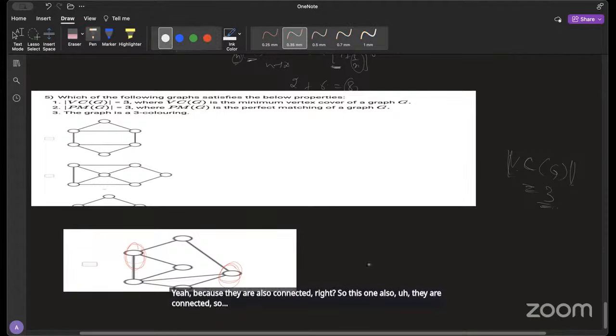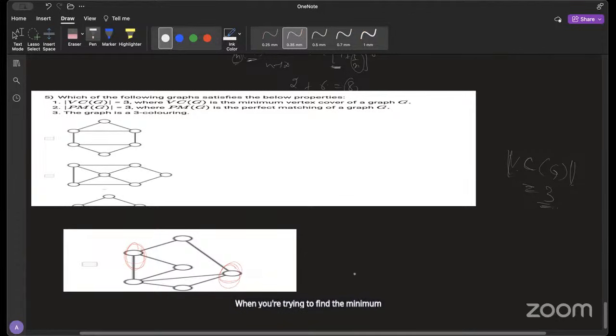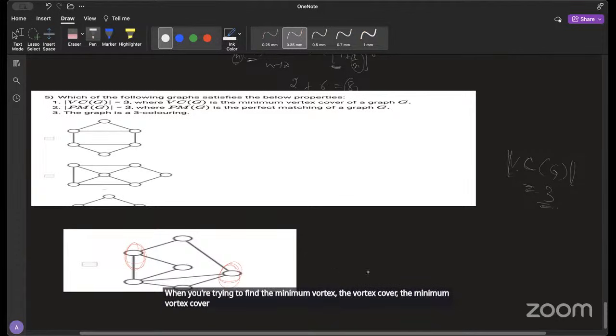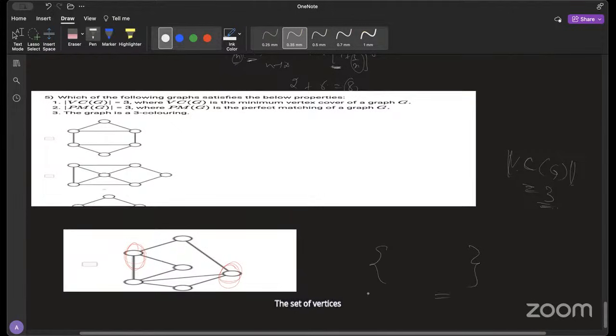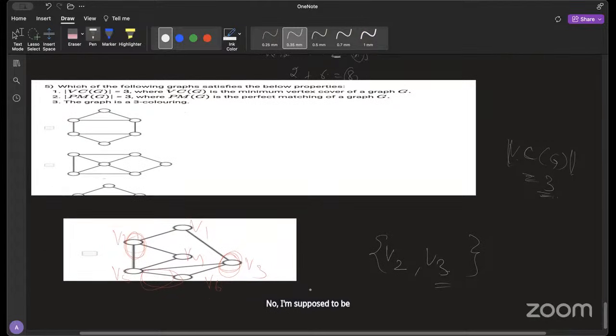When you're trying to find the minimum vertex cover, that means you have to find the set of vertices such that from each edge you have at least one vertex, right? Now consider this edge. You don't have any vertex present from this edge. Let's call this one V1, this one V2, this is V3, this is V4, this is V5, and this is V6. Now suppose you're choosing V2 and V3. We implant a CCTV at V2 and V3.